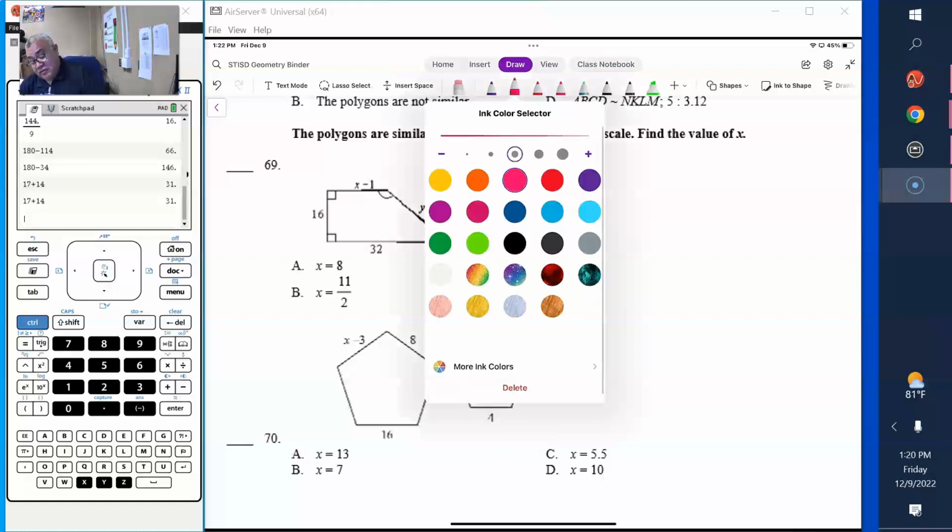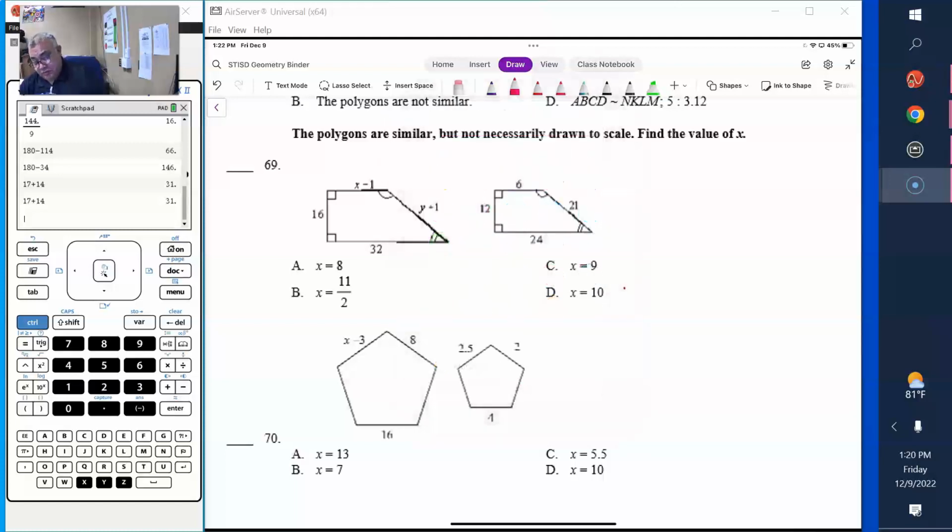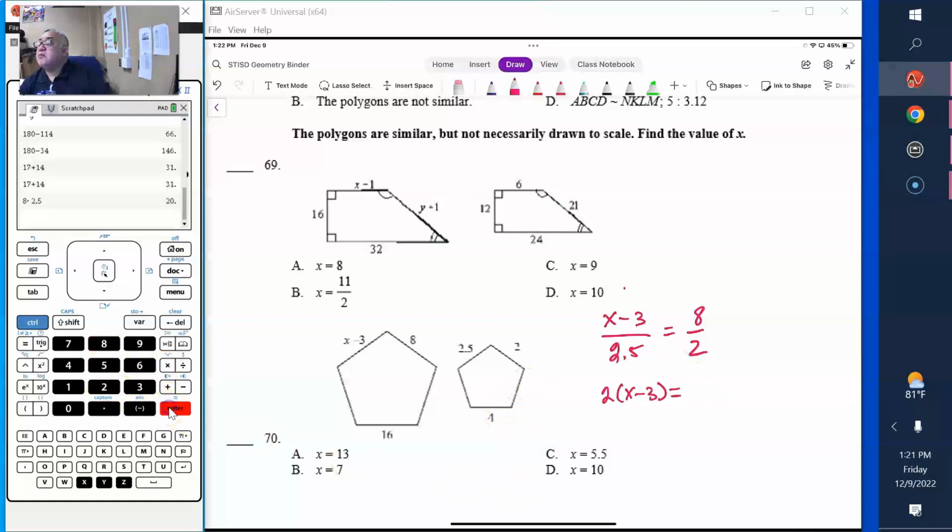So I'm going to go ahead and set up the proportions. So we have two pentagons. I'm doing number 70. So x minus 3 is to 2.5 as 8 is to 2. I'm going to go ahead and do the cross products. So you have 2 times x minus 3 equals the product of 8 and 2.5. That's 20.